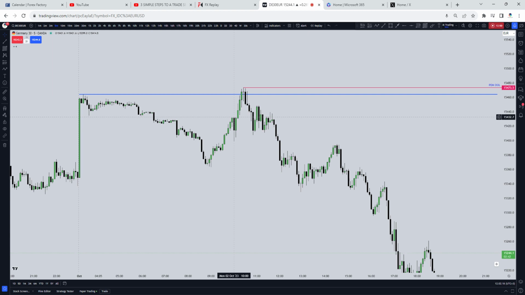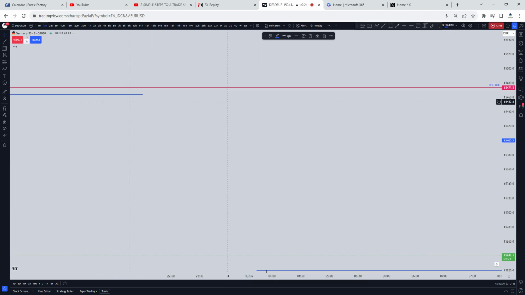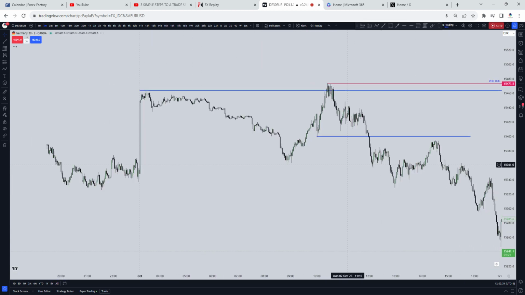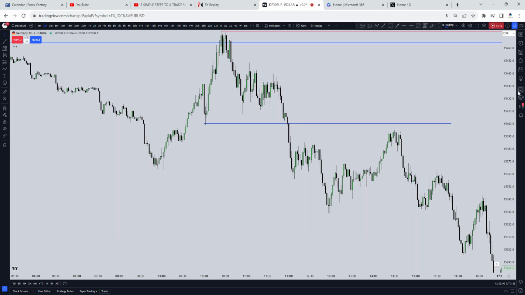So the previous structure was this one. I'm looking for this structure to be taken for me to confirm that we are going bearish, that price is not continuing going up. So let's go to a much lower time frame, M2.